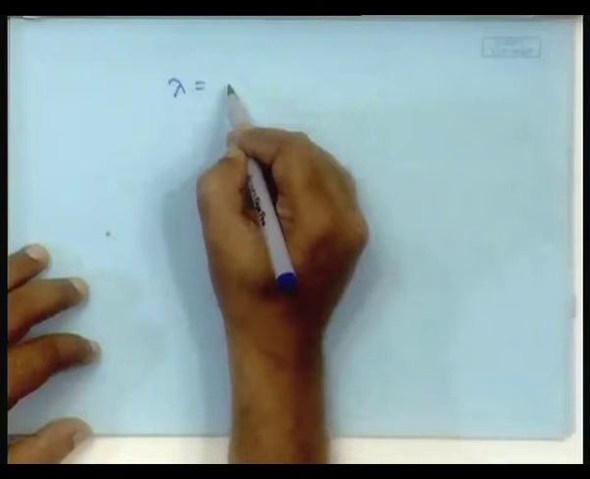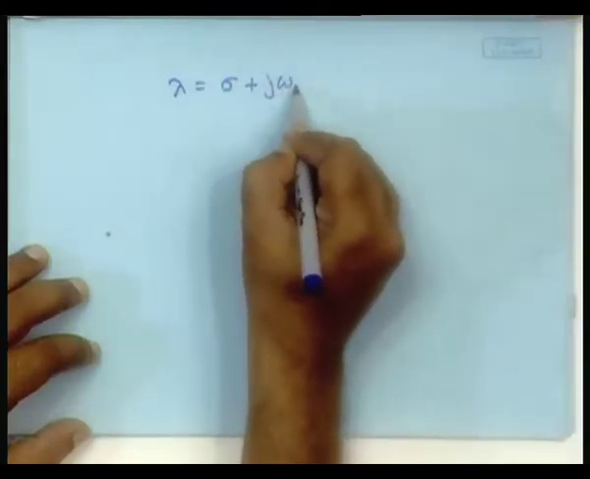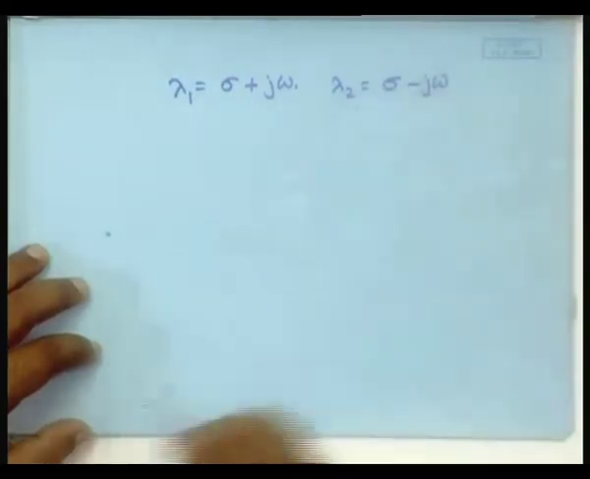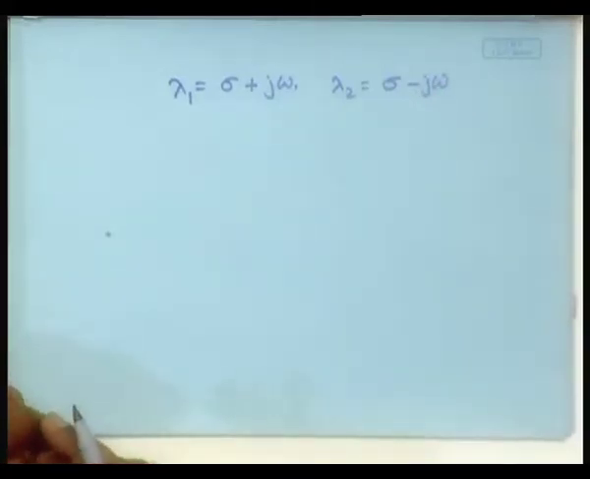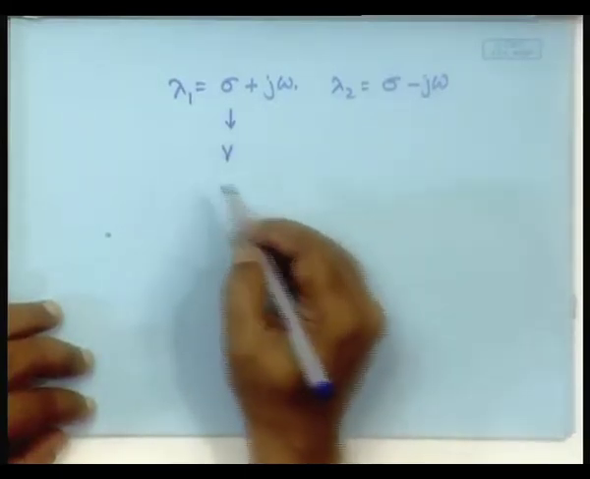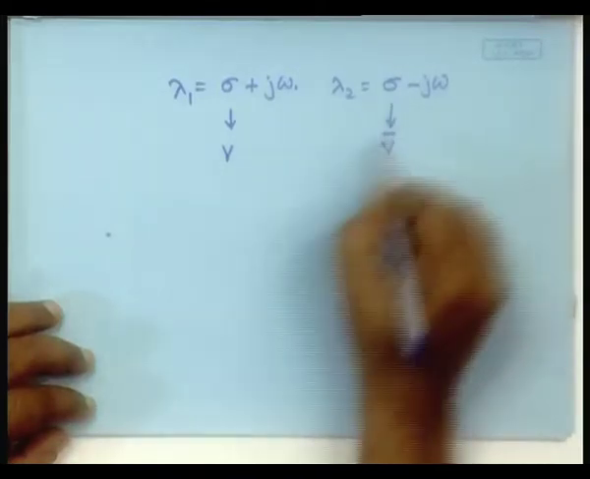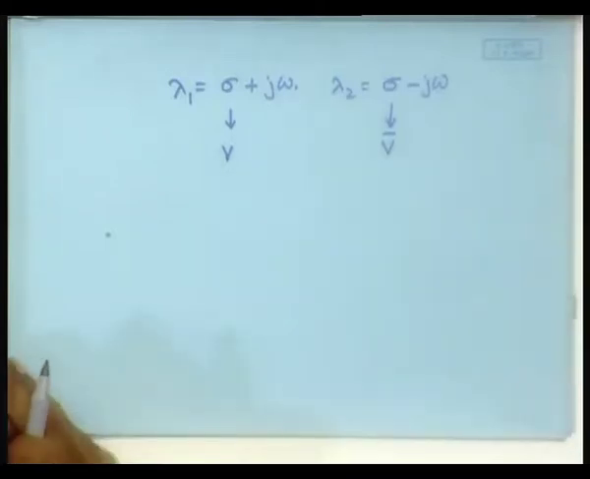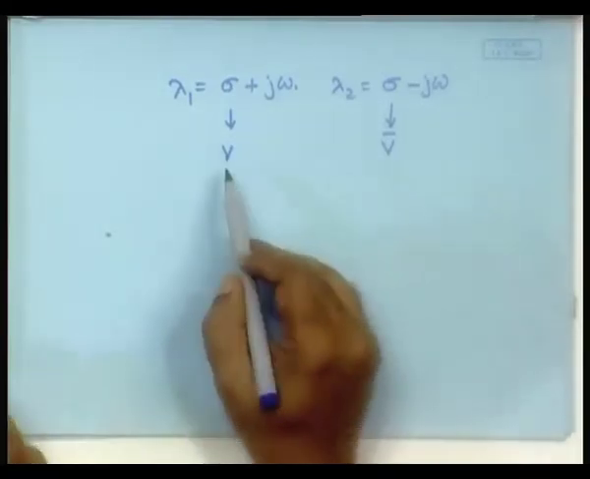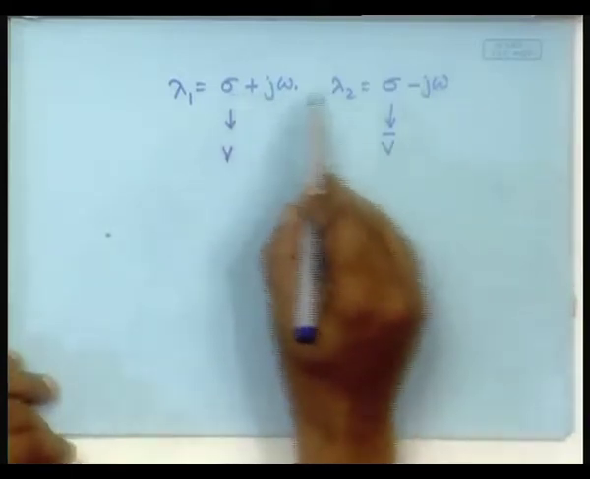For example, suppose you have two eigenvalues, lambda 1 and lambda 2. Lambda 1 is equal to, say, sigma plus j omega, and then lambda 2 must be sigma minus j omega. Okay. For this, the eigenvector is say v, then for this the eigenvector must be v bar, which is the complex conjugate of it. So, you have v and v bar and lambda 1 and lambda 2.